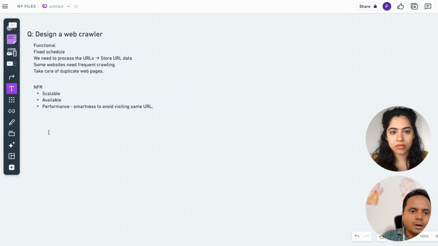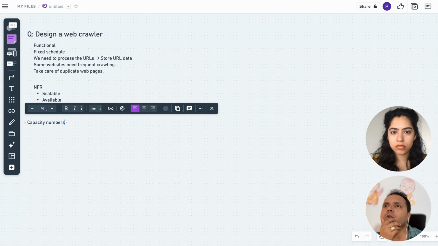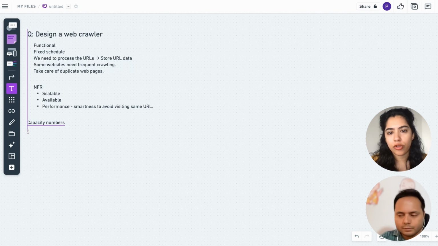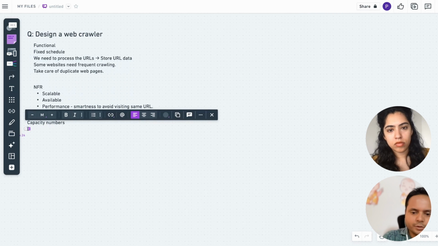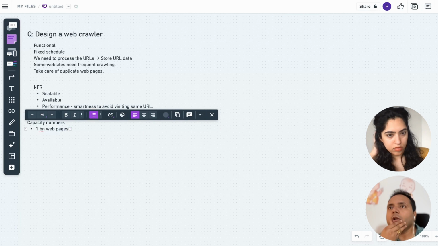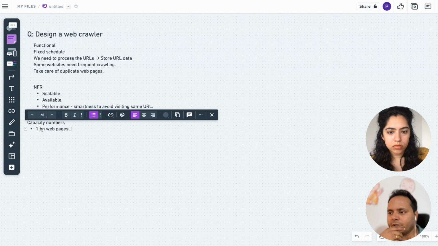Let me talk a bit about some capacity numbers. So how many web pages in total do you think we should be taking into account? Let's assume 1 billion, and for other numbers, feel free to make assumptions and justify them. Okay, fair enough. So 1 billion web pages is what we are concerned with. While crawling, this boils down to the size of each web page.